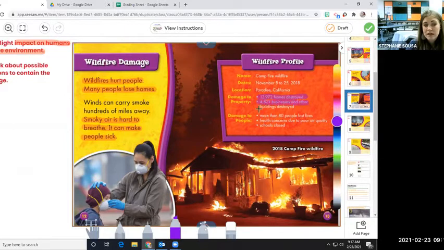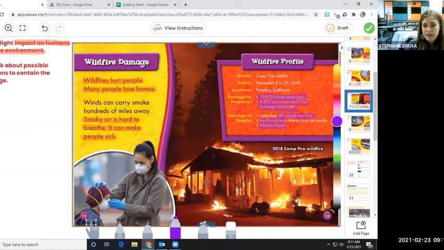4,821 businesses and other buildings were also destroyed. More than 80 people lost their lives, and health concerns due to poor air quality happened, and schools had to close. Could not safely host school. So this wildfire caused a lot of impact to human life. People lost their lives, there were health concerns, and then schools also had to close. So these have a very large impact on the community around them.